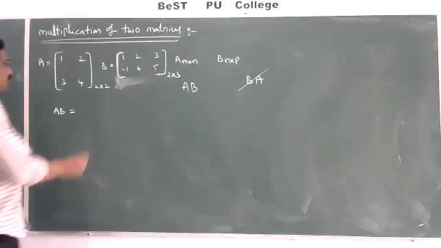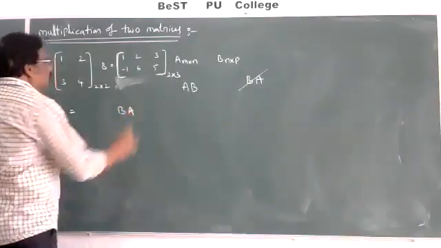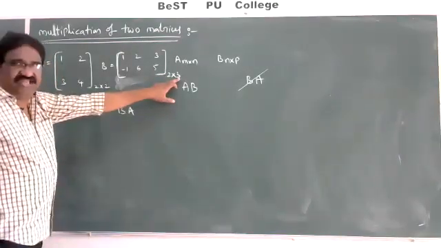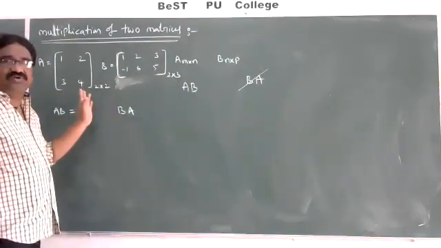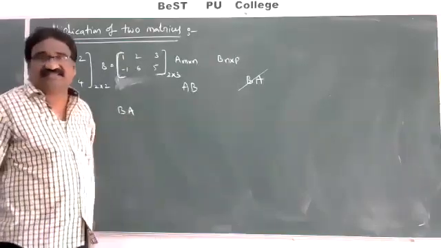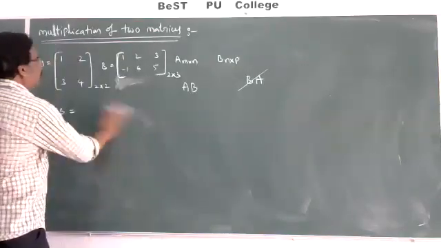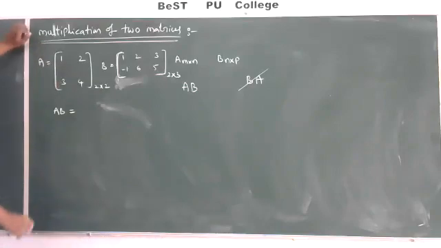Otherwise, for example, if we want BA, the number of columns of B is 3, and the number of rows of A is 2. 3 is not equal to 2. That's why BA does not exist. So how do we multiply this? AB is required.